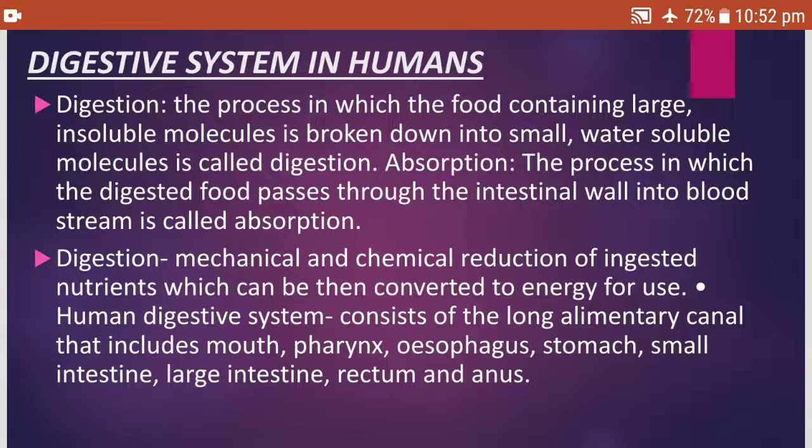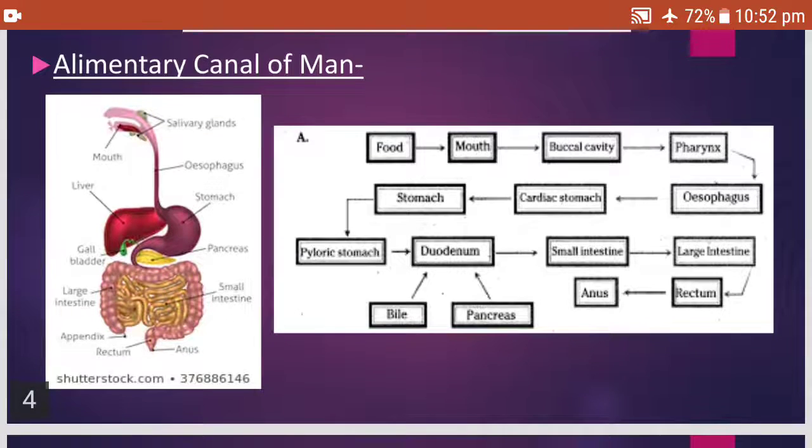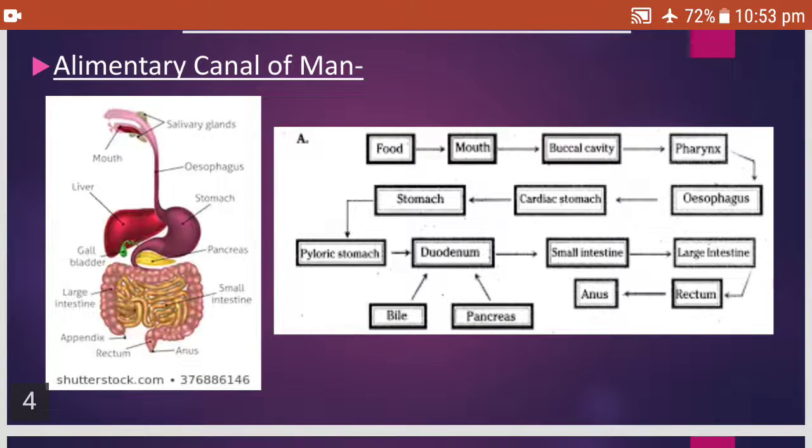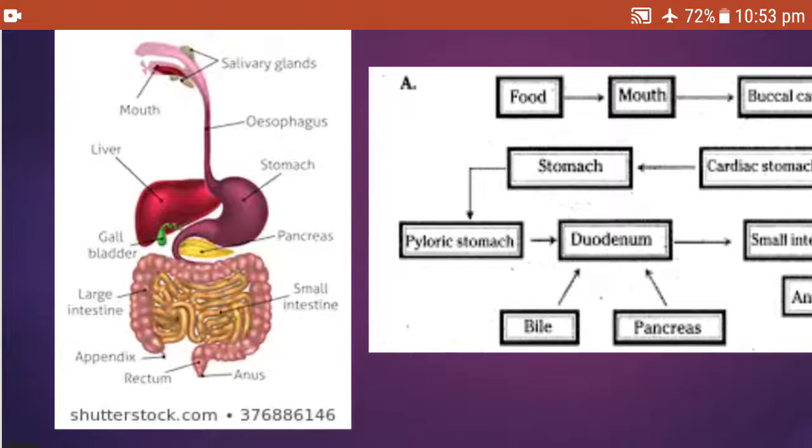Digestion is the mechanical and chemical reduction of ingested nutrients, which can then be converted into energy for use. The human digestive system consists of a long alimentary canal that includes the mouth, pharynx, esophagus, stomach, small intestine, large intestine, rectum and anus. In addition to this, the liver and pancreas, and of course the duodenum, are also participating in digestion. Now let us have a look here. First I will be teaching you about the human digestive system.